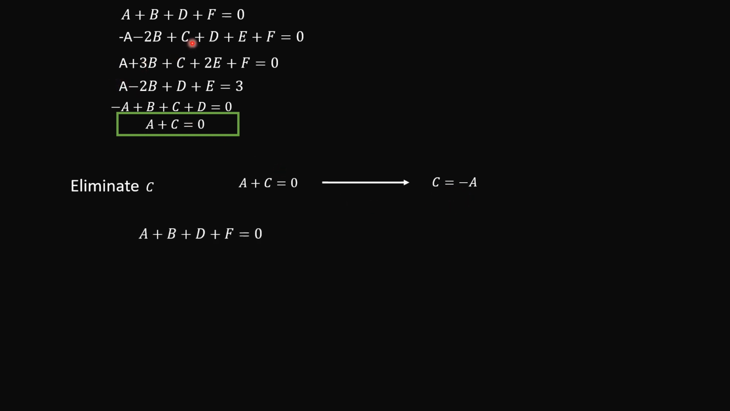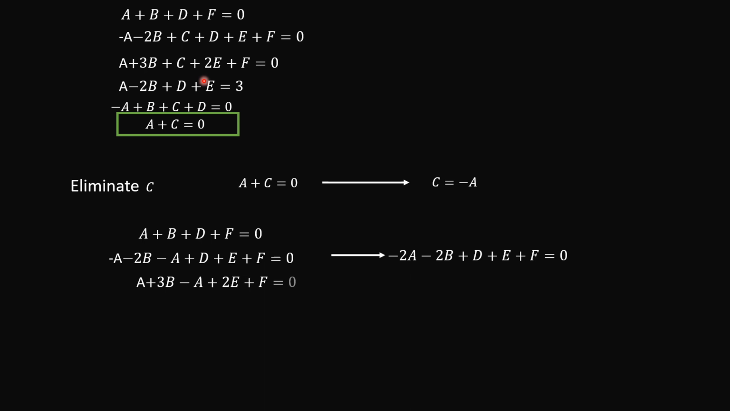In the second equation, we have the C term here at the third position. So we just say minus A minus 2B minus A in place of C plus D plus E plus F is equal to 0. Therefore, negative 2A minus 2B plus D plus E plus F is equal to 0. And then for the third equation, we have a C there. So we have now A plus 3B minus A plus 2E plus F is equal to 0. That now results in 3B plus 2E plus F equals 0 because the two A's cancel one another.